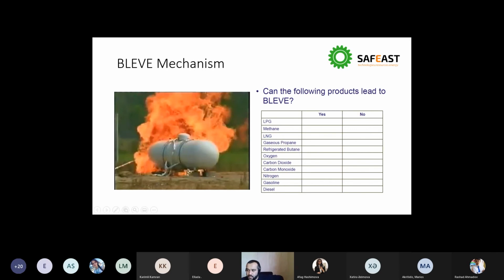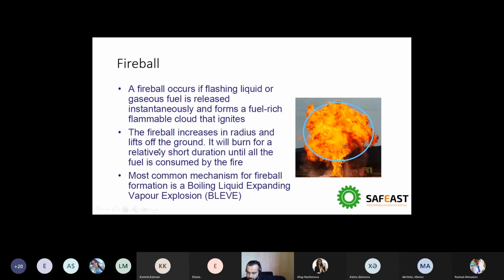So yeah, this is a kind of mechanism. Let's say you have a vessel, and you have an external fire, and obviously it will rupture, and you will add all the material into your cloud, and it will result in a blaze. And if you remember the definition, boiling liquid expanding vapor explosion.